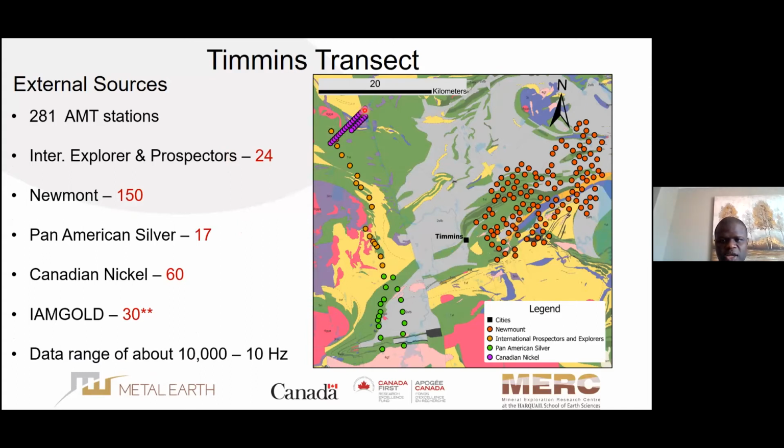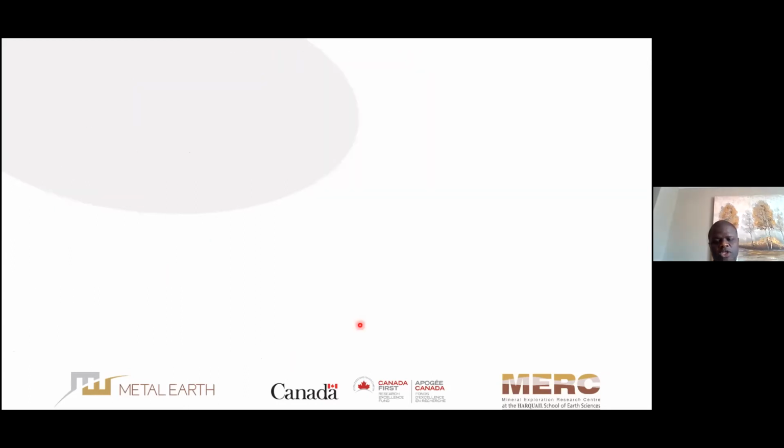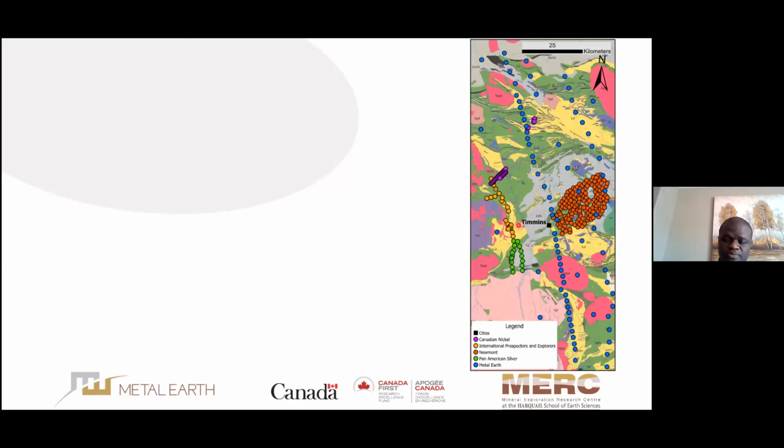This is for the Canadian Nickel Company. This is for International Explorer, the Pan American Silver, and Newmont. The IM Gold is a little bit off the scale of this map, further to the southwest. They're all high frequency and they all look good. So this map here shows the relative position of all the AMT sites that I've just shown you. And all the blue dots are the Meta Earth MT sites in this region. We wanted to put one AMT line around here when we planned this project, but since Newmont came up with their idea, we shelved that.